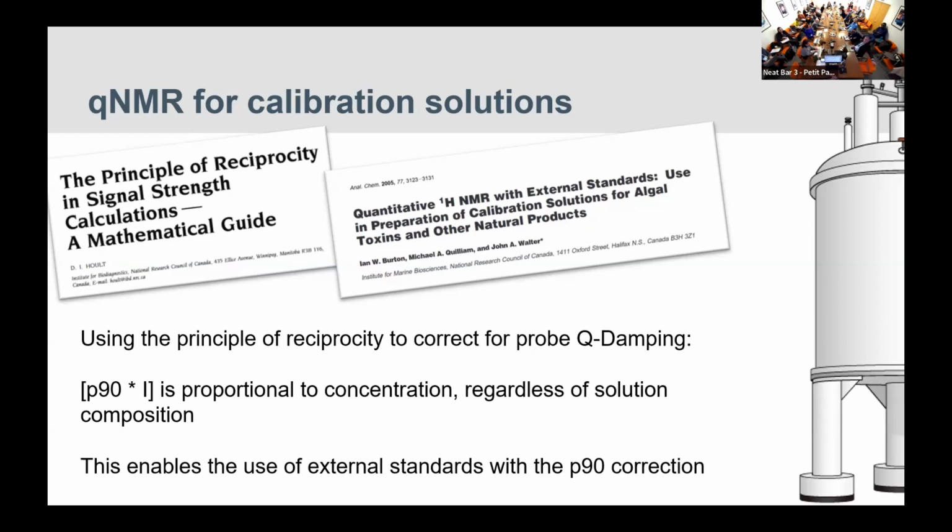So it's basically using the principle of reciprocity to correct for probe Q damping, and then defining that the pulse length times intensity is proportional to concentration regardless of solution composition, which enables the use of external standards with this P90 correction.